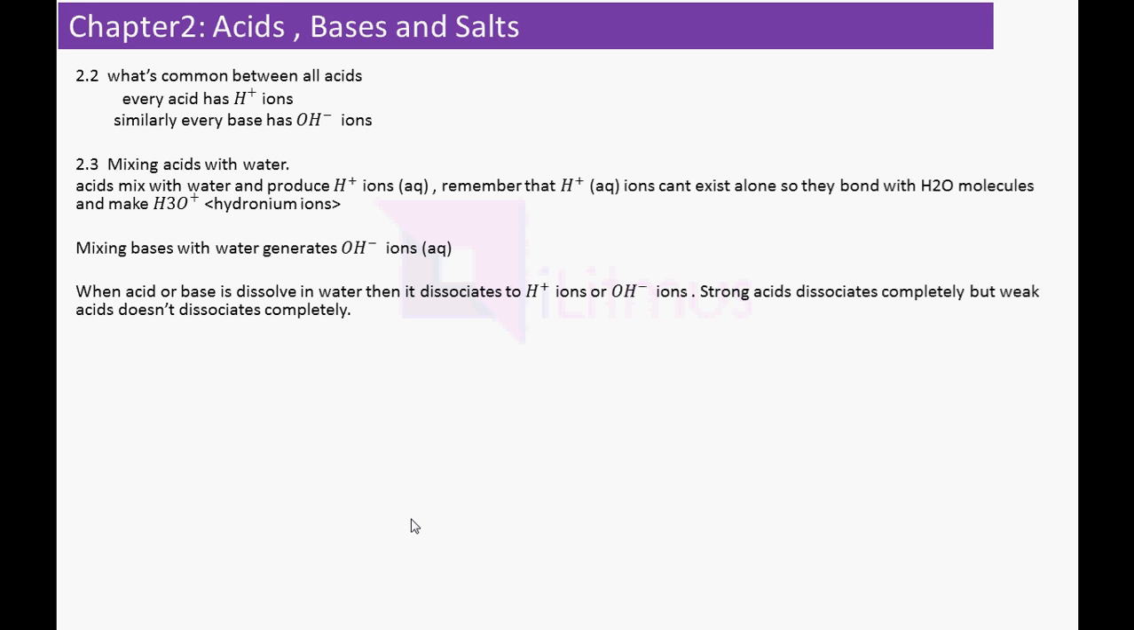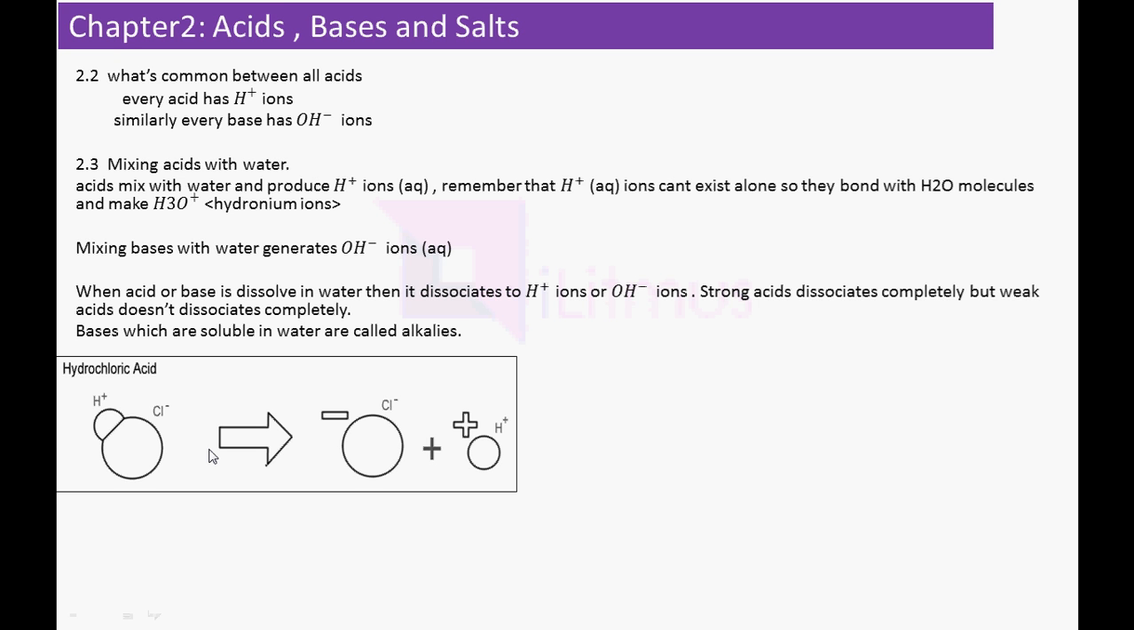At this point, remember that a strong acid dissociates completely, but a weak acid doesn't dissociate completely. So if you put in a strong acid, you'll have 100% dissociation, but if you put in a weak acid, it may not furnish 100% H plus ions. Bases which are soluble are called alkalis.